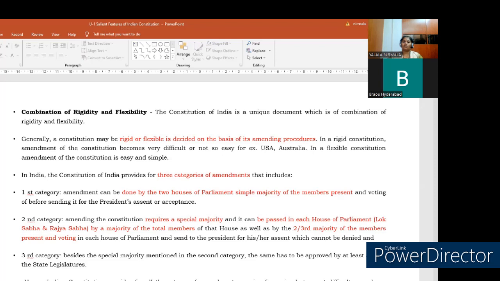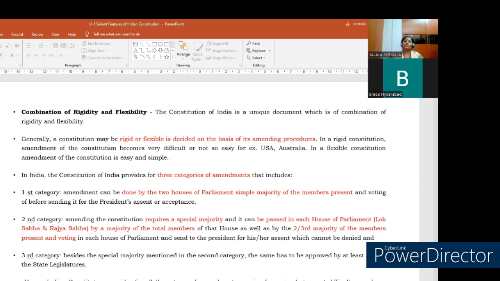The second category of amendment of the Constitution requires a special majority. It can be passed in both houses of the parliament, the Lok Sabha and Rajya Sabha, by the majority of the total members of that house, as well as two-thirds of the members present and voting in each house of the parliament. Then it is sent to the president for his or her assent, which cannot be denied.